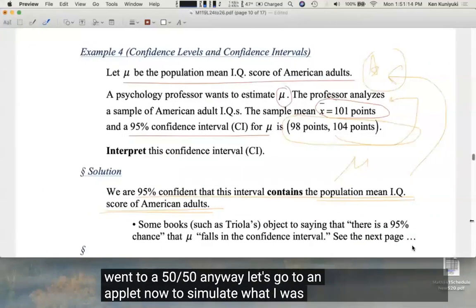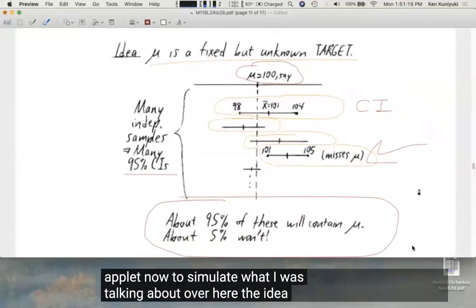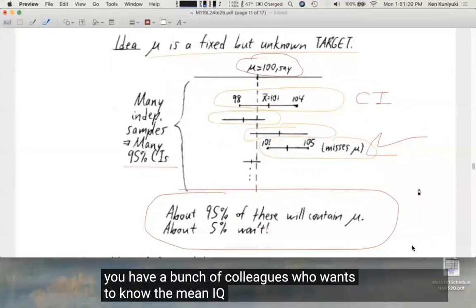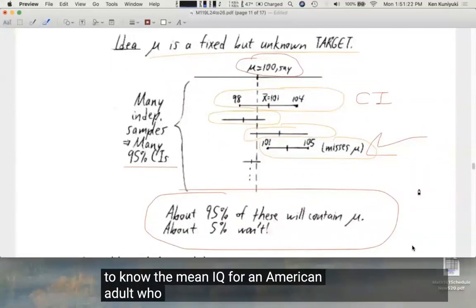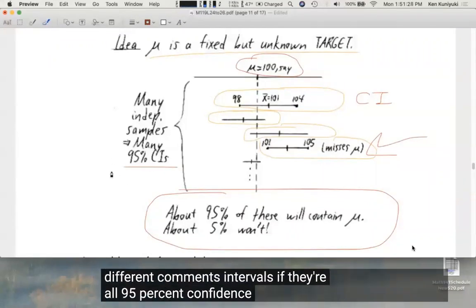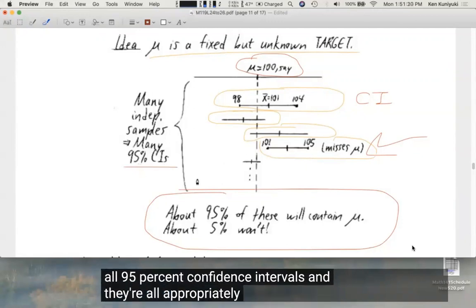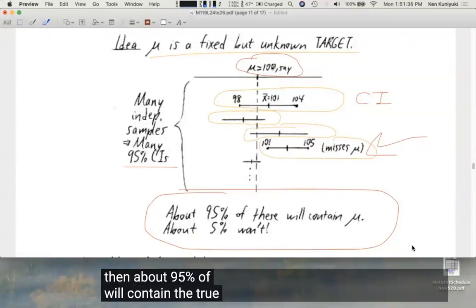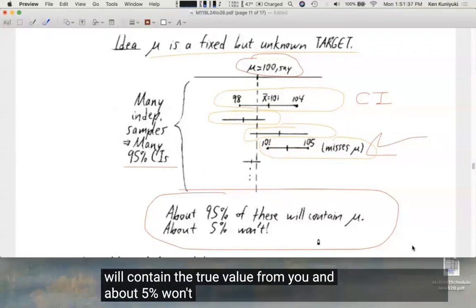To simulate what I was talking about over here, the idea that if you have a bunch of colleagues who want to know the mean IQ for an American adult, who have 100 different studies and 100 different confidence intervals, if they're all 95% confidence intervals and they're all appropriately constructed, then about 95% of them will contain the true value for mu and about 5% won't.